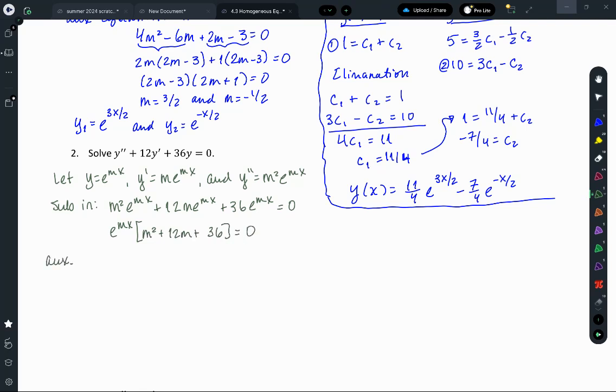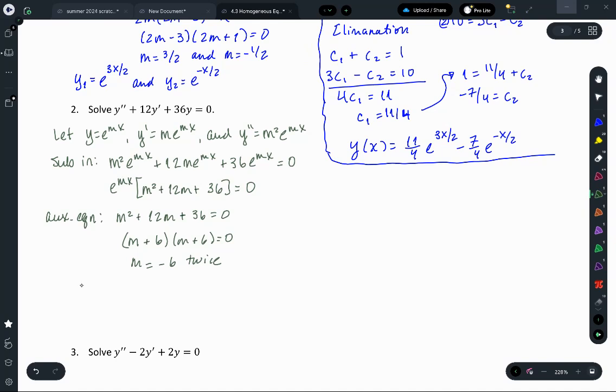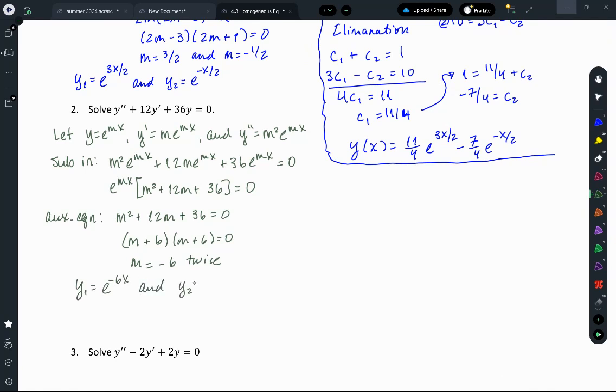So now my auxiliary equation that I have to solve is m squared plus 12m plus 36 is equal to 0. And that factors, it's a perfect square trinomial, so it's m plus 6 times m plus 6 equals 0. So m is equal to minus 6 twice. And what that means is y1 is e to the minus 6x, and y2 is x e to the minus 6x. So we got a repeated root.